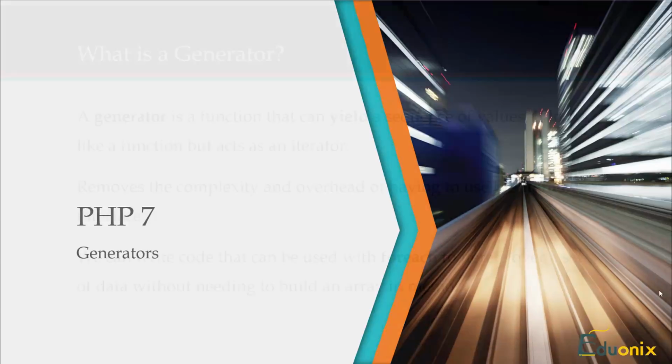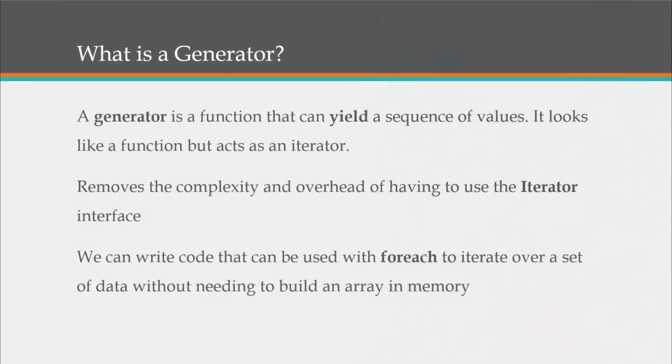So what are generators? A generator is a function that can yield a sequence of values. It looks like a function but acts as an iterator. Basically, we can have a function that can be paused and return something, and then start again, return something, and so on. It removes the complexity and overhead of having to use the iterator interface, and we can write code that can be used with foreach to iterate over a set of data without actually having to have an array built in memory. So it really optimizes memory usage.